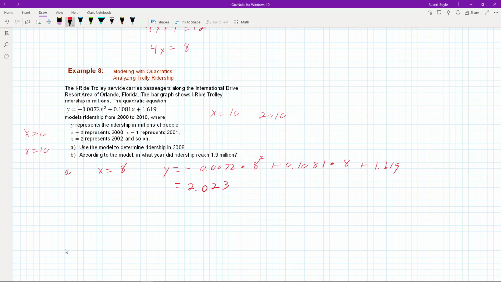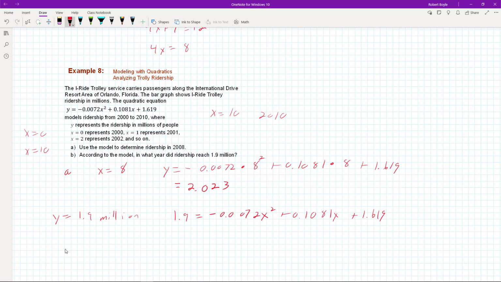Okay, now the next one is, according to the model, in what year did the ridership meet 1.9 million? So for this one, we have that y is equal to 1.9 million, and we need to figure out what x is. So here we need to solve the equation 1.9 is equal to negative 0.0072 x squared plus 0.1081x plus 1.619. Now to solve this, you're going to need to use the quadratic equation. And of course, the first thing you would need to do is put this in standard form.